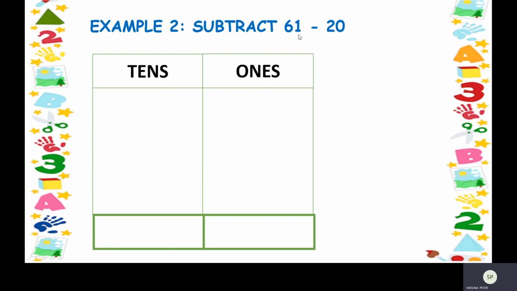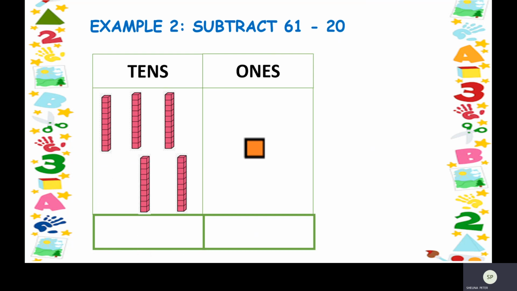Starting from the ones place, we have 1 over here. So how many blocks? 1. And at tens place, we have 6. So how many blocks here? 1, 2, 3, 4, 5, and 6.